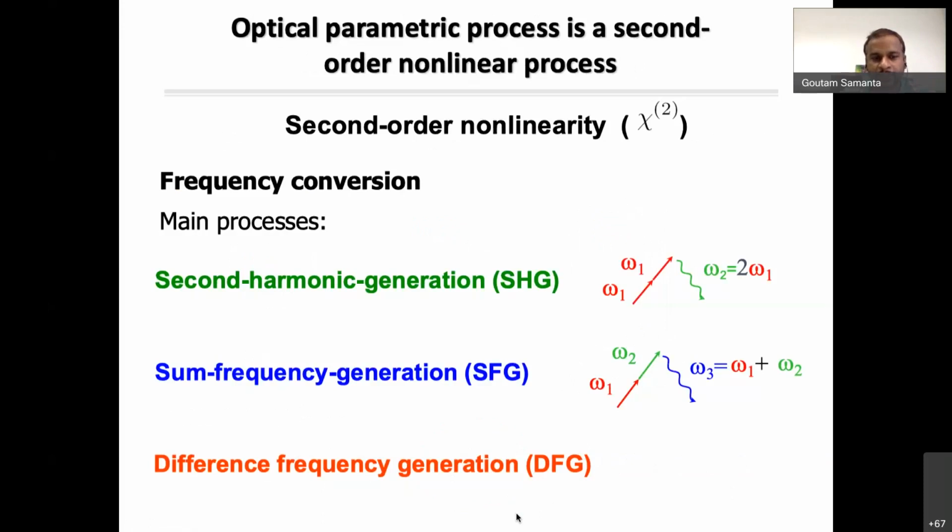Some of the second order Chi2 processes are shown in this slide. The first is second harmonic generation, where two photons of the same wavelength or frequency add up to generate a new frequency, which is new radiation having energy twice that of the incident frequency. Then one can also have two different photons of two different wavelengths or energies, and then they can add. One can also have the difference between these two energies and so on. All these are second order nonlinear processes.